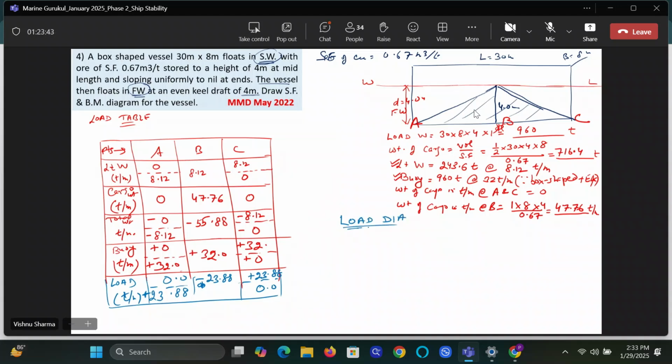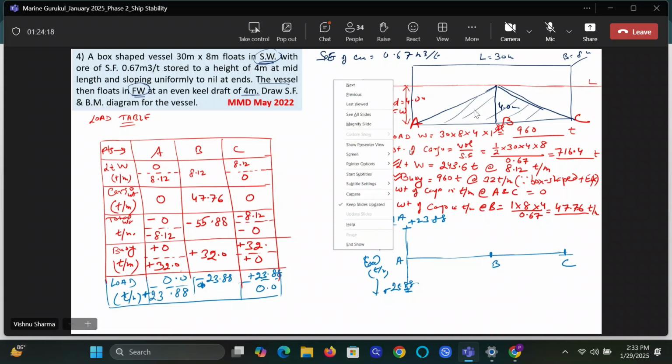First, we'll plot the points. They are same again, as I say in such cases, don't unnecessarily waste too much time because same values up and down. So A, B, E, it is load in tons per meter. It is plus 23.88. Same, you rotate the compass, use the compass, mark it there and mark the same thing on the other side. In such cases, they are simple cases which should not unnecessarily eat into your time.